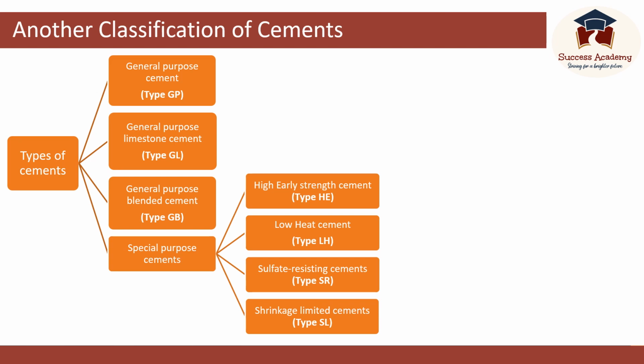Special purpose cements are high early strength cement type HE, low heat cement type LH, sulfate resisting cement type SR, and shrinkage limited cement type SL. We can achieve these properties by having different proportions of the 4 main ingredients in cement: C3S, C2S, C3A, and C4AF. We will discuss this in later stages. And also we can add additives to cement to achieve different properties. Also, the cement particle size contributes to different properties.